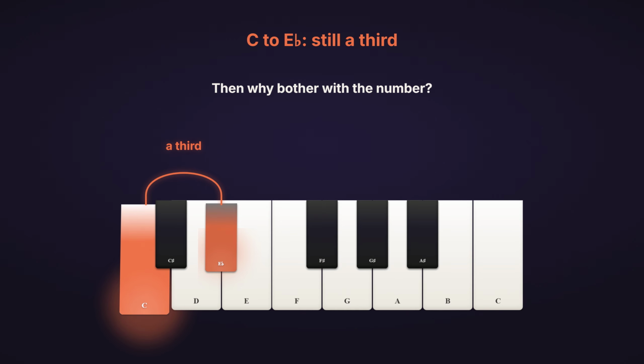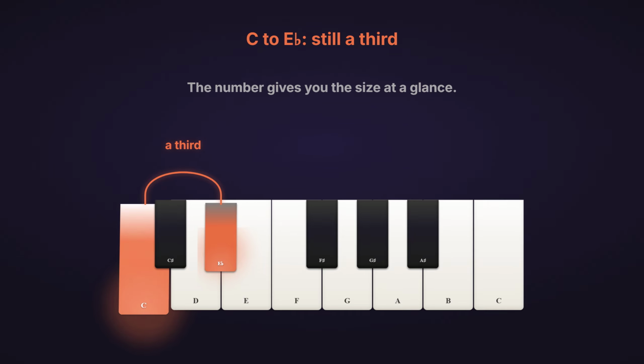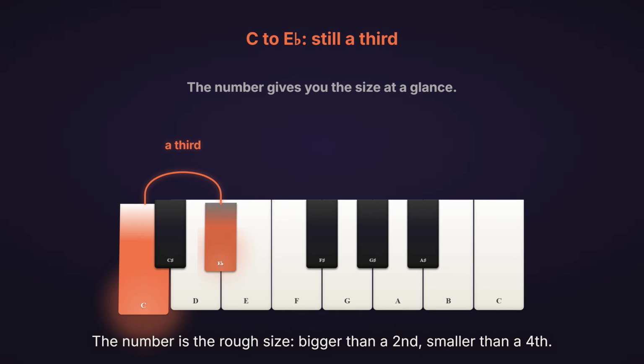So you might be thinking, if the number is that rough, if it cannot even tell C to E apart from C to E flat, then why do we bother with it at all? Here is why. The number gives you the size of the step, the broad shape of the distance at a glance. It instantly tells you that a third is bigger than a second and smaller than a fourth. It is the first half of the full answer. And later on, it pairs up with the exact distance to give an interval its complete name.